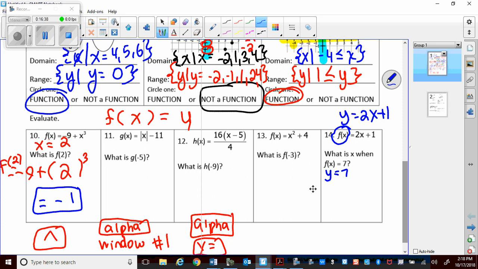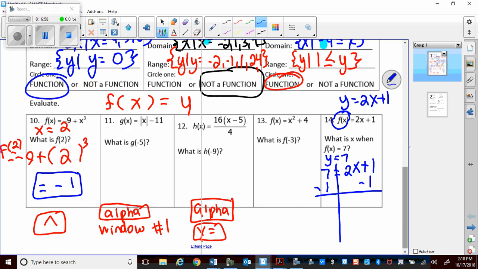How do we set this up? 7 equals 2x plus 1. Now I'm solving for x. What am I going to move first? 1. We want x terms on one side, and number terms on the other. We get 6 equals 2x. How do I solve for x from there? Divide by 2. How many solutions is this? One solution. Good job. Yes. Next.